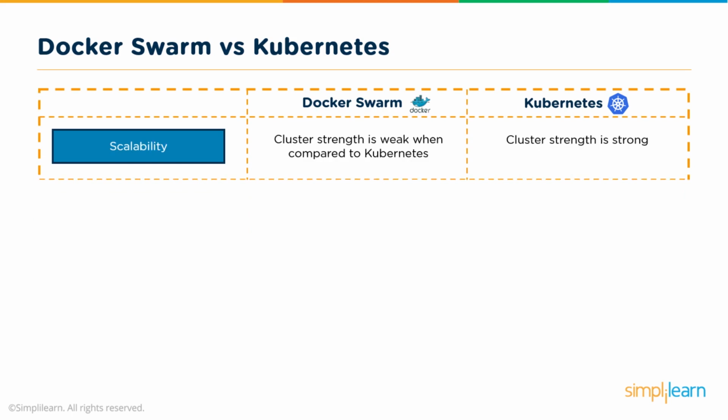Now, what's interesting is that Kubernetes is incredibly scalable, and that's its real strength, its ability to have strong clusters. Whereas with Docker Swarm, its cluster strength isn't as strong when compared to Kubernetes. Now, you compare it to anything else on the market, it's really good. So this is kind of a splitting-hairs comparison, but Kubernetes really does have the advantage here if you're looking at the two compared to each other for scalability.